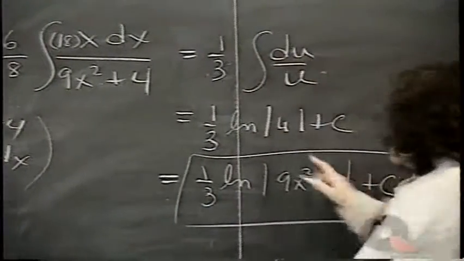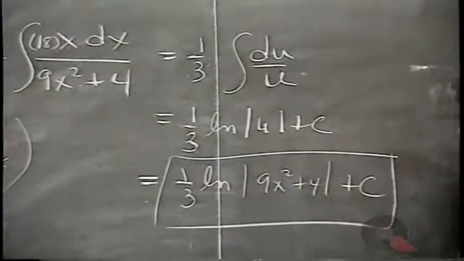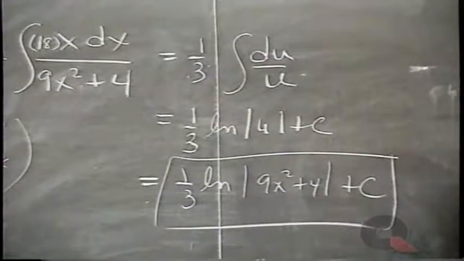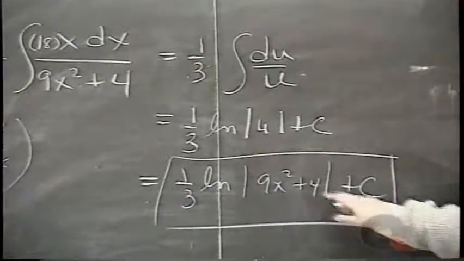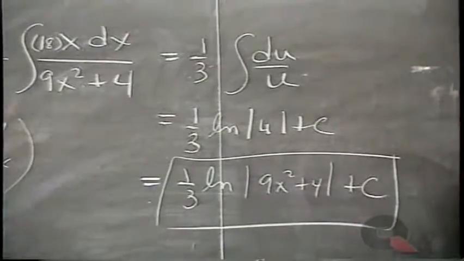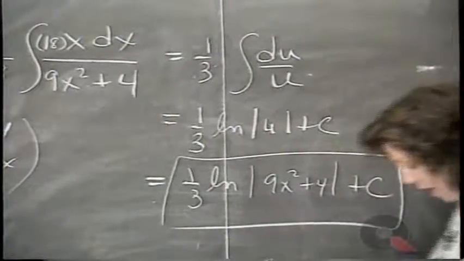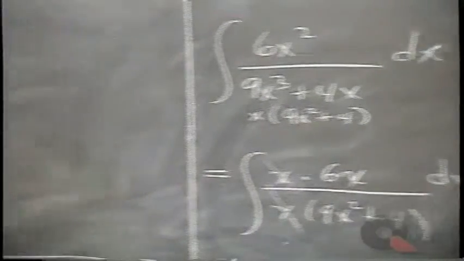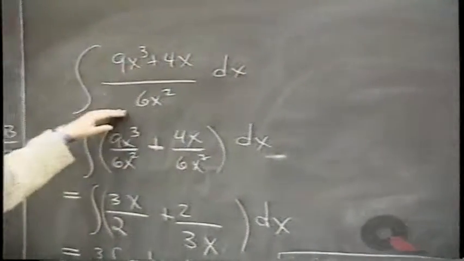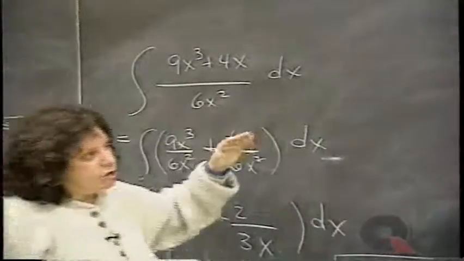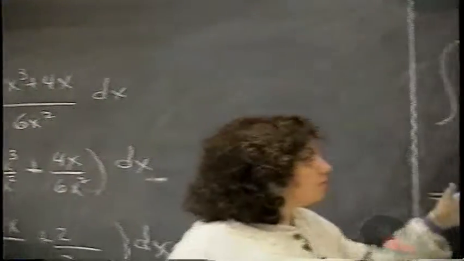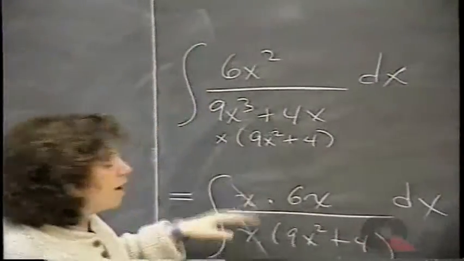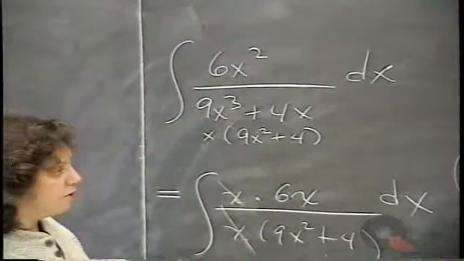Of course, you do not need the absolute value here because 9x squared plus 4 couldn't be negative anyhow. In fact, it's always positive. Okay, so we looked at this problem and its reciprocal. The original problem required division. The second one didn't, and we were ready to start partial fractions when we realized that we could reduce the problem. It turned out to be just du over u.